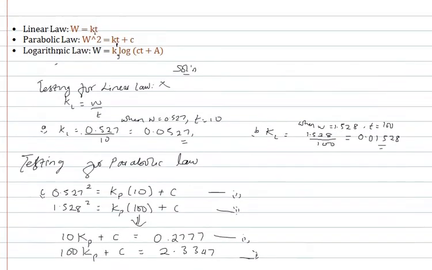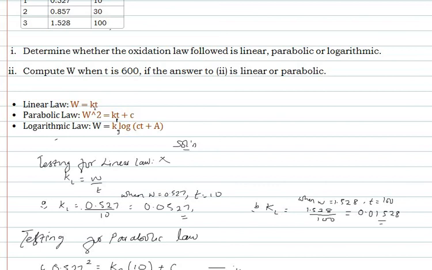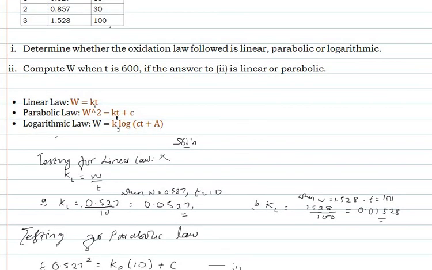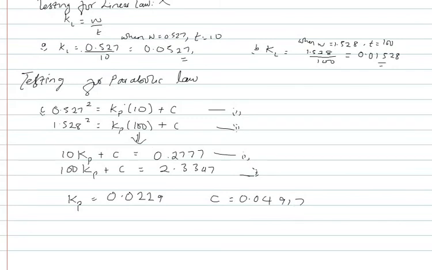It's better to use more decimal points so that you can minimize your error when you decide to substitute in the third equation. So in the third equation, or should I say in the third set of values, that's the one that you didn't use when solving for Kp and C, we have our W as 0.857 and our T as 30. So we are going to substitute these values here. We already know that our parabolic law goes thus: W is equal to Kpt plus C, right? So for the third equation, we have W is equal to 0.857, while our T is equal to 30.